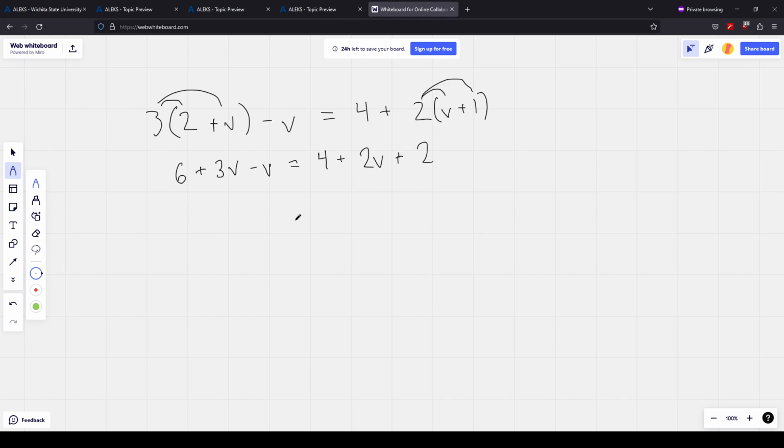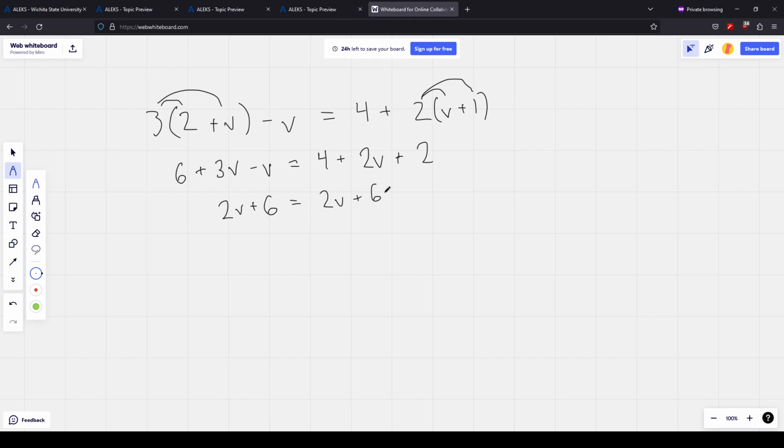Let's go ahead and take what we have here and simplify the left and right-hand sides. We only have one constant on the left, so 6 can just chill out. 3v minus v, however, is going to give us 2v. So the left-hand side of this is 2v plus 6. As for the right-hand side, this time we have just one v term, but 2 constants. So the v term is just going to chill, 2v, and then we have our 2 constants going to combine. Positive 4, positive 2 is going to give us plus 6.